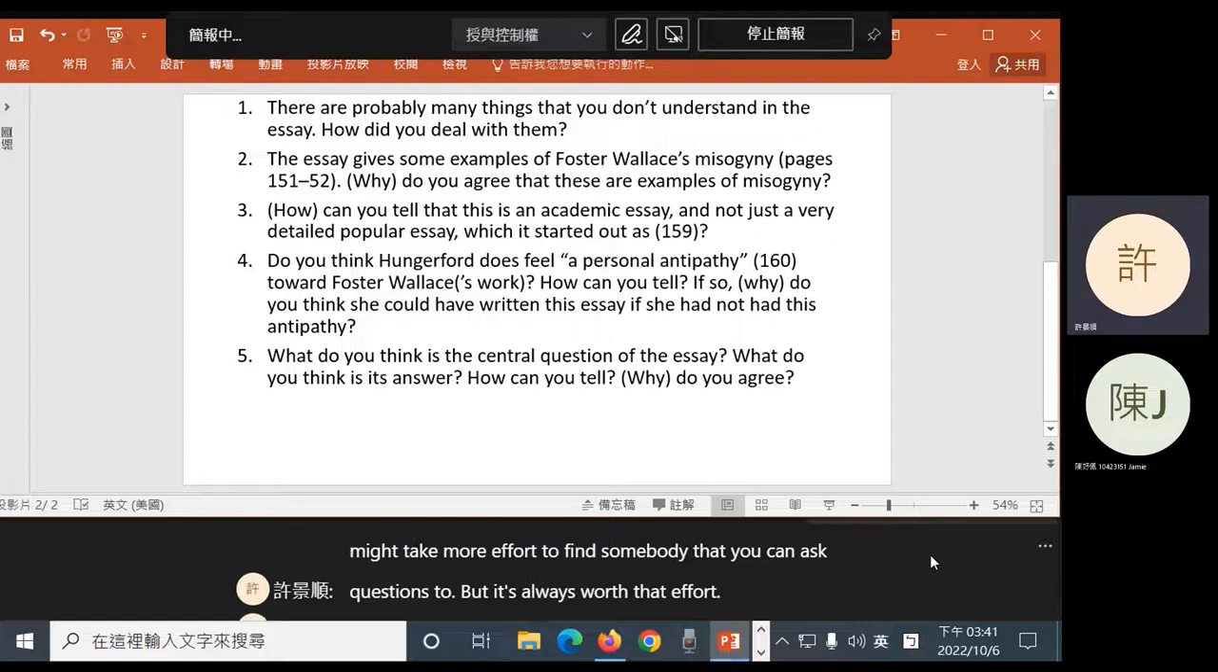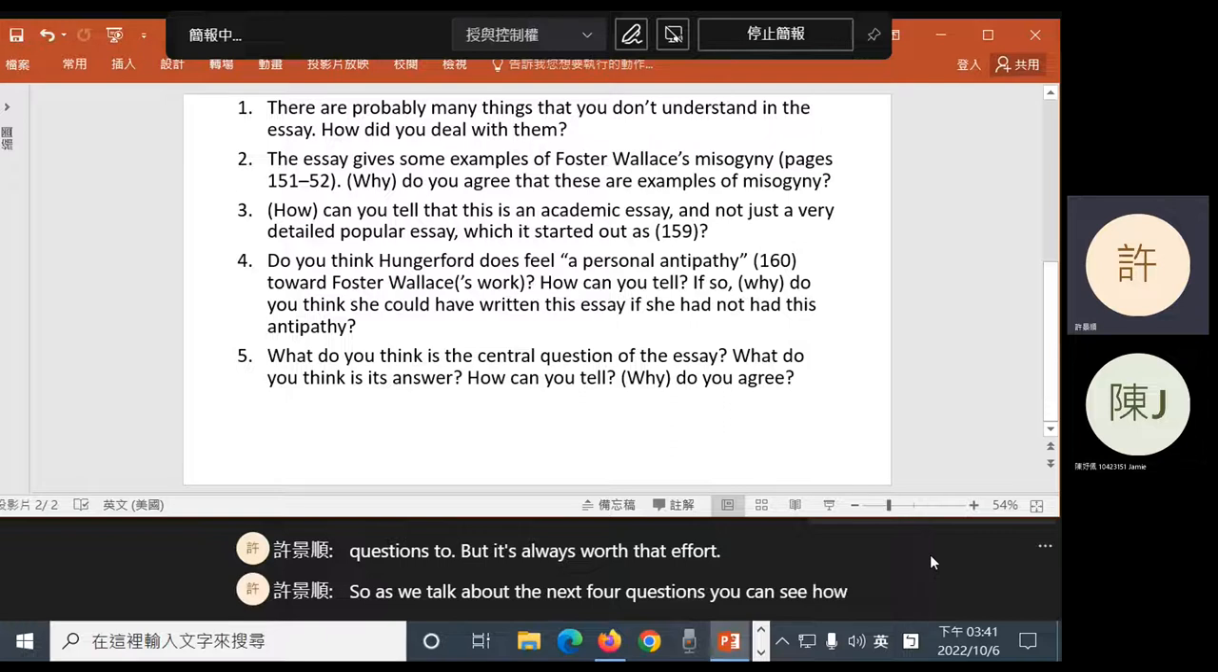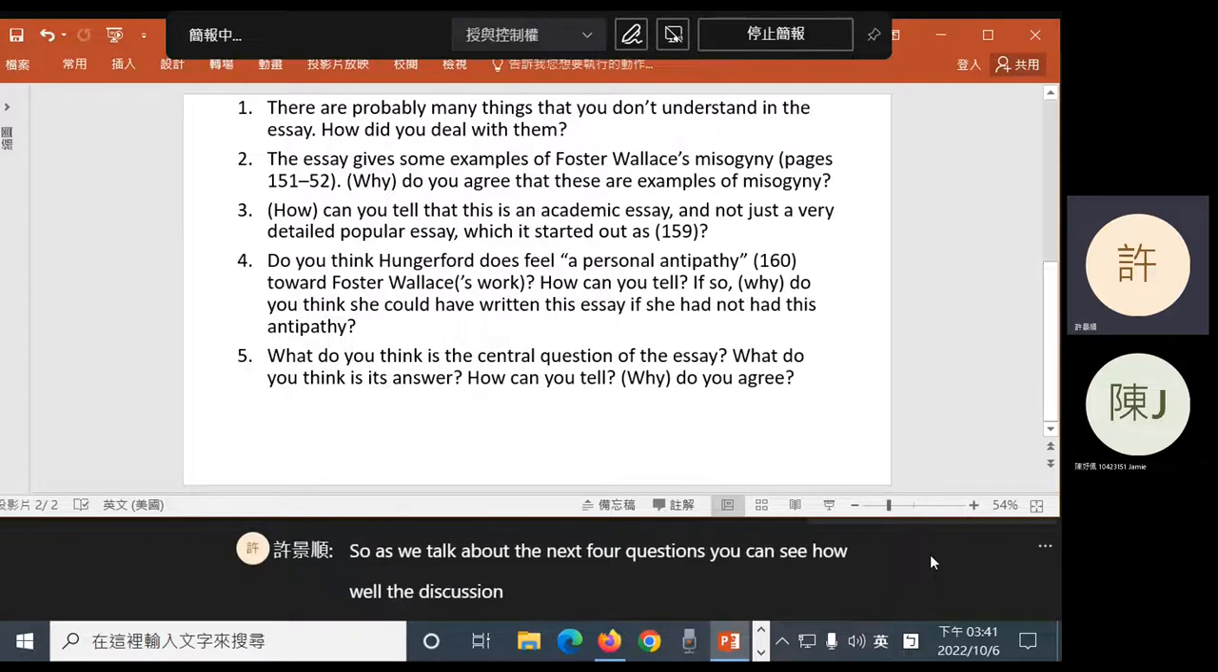So as we talk about the next four questions, you can see how well the discussion matches what you were able to guess from your own reading. And you can see how you might be able to close the gap between these two.